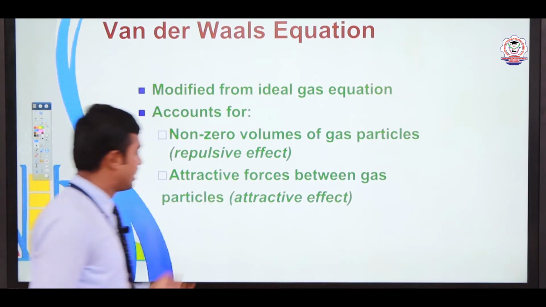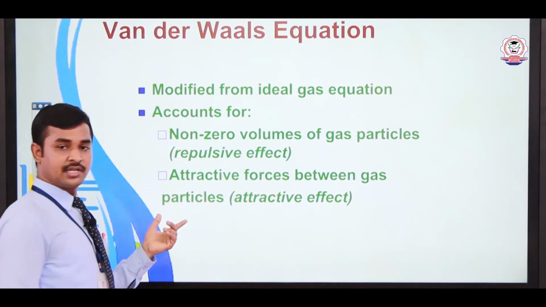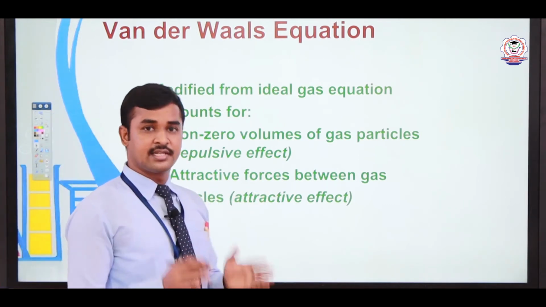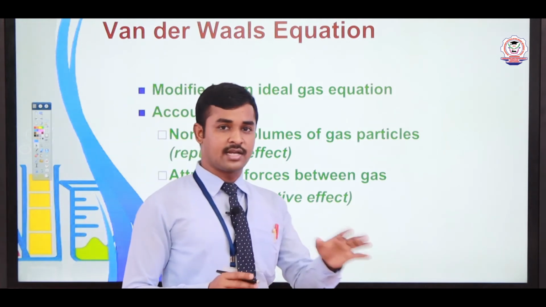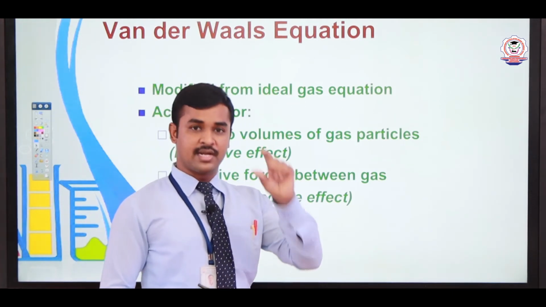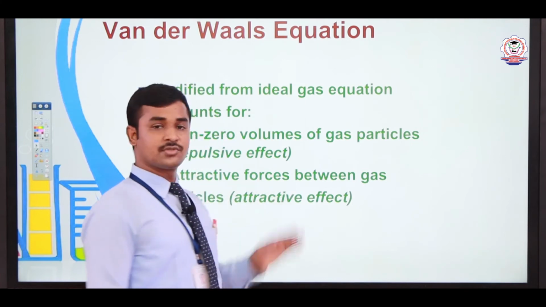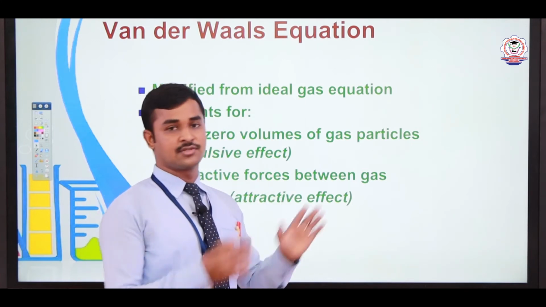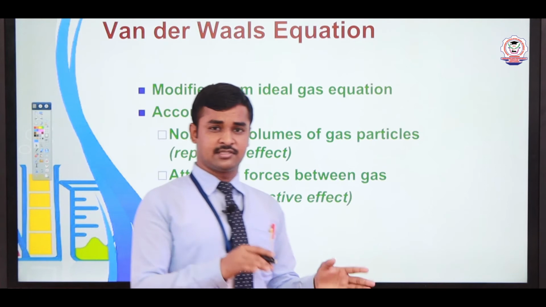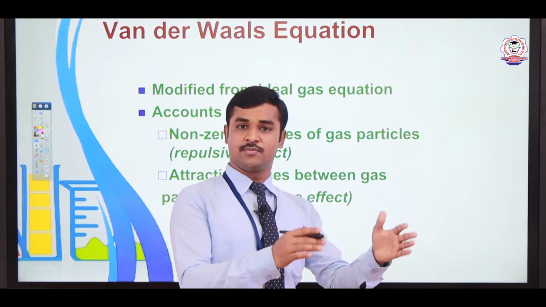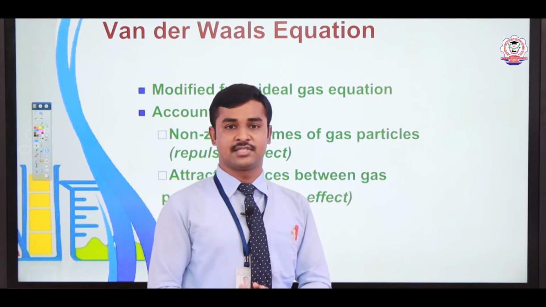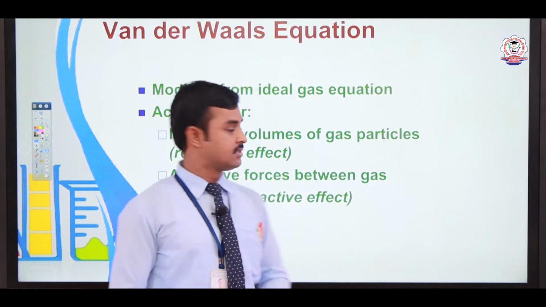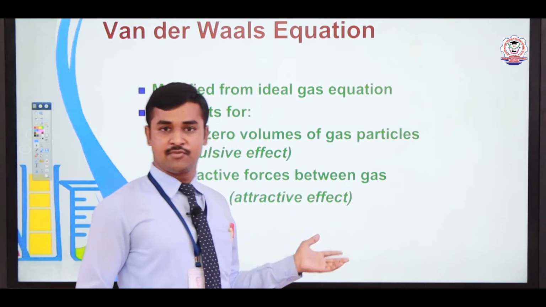The next point is the attractive forces between gas particles. There is attraction in real gases, but ideal gases do not have attraction. So to account for the attraction, we want to show the attractive forces in the equation as well. So we want to change both the pressure and volume of the ideal gas. In the ideal gas equation, PV is equal to nRT. These changes are given by van der Waals.